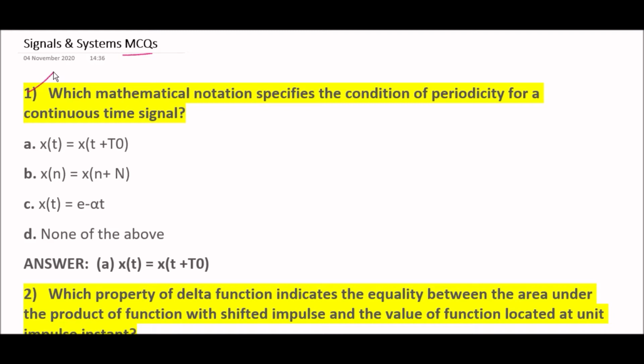Option A, x of t is equal to x of t plus t naught. Option B, x of n is equal to x of n plus n. Option C, x of t is equal to e to the minus alpha t. Option D, none of the above. Right answer here is option A. x of t is equal to x of t plus capital T naught. This mathematical notation specifies the condition of periodicity for a continuous time signal. Okay, so correct answer here is option A.